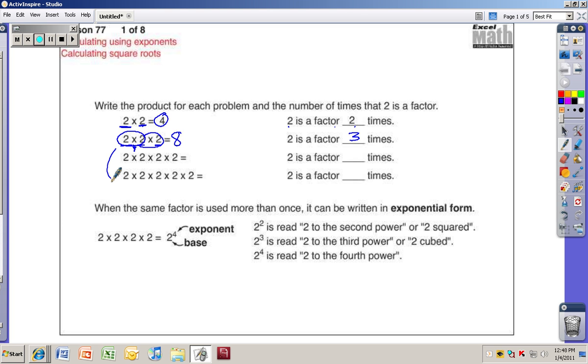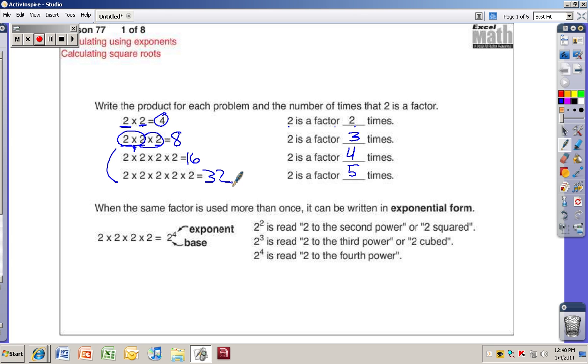Okay, I want you to do these last two right here. Pause the video and then turn it back on when you have the answer. All right, Kaylee's going to show us her answers for these two here. Well, there's 4 2's, so 2 is a factor 4 times, and then 2 times 2 is 4. 4 times 2 is 8, and 8 times 2 is 16. Then 2 is shown 5 times here, so 2 is a factor 5 times, and then 2 times 2 is 4. 4 times 2 is 8. 8 times 2 is 16, and 16 times 2 is 32.